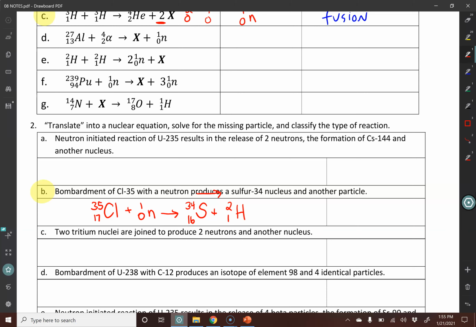Here are some traps that I often see students fall into. Oh, there's a neutron on the reactant side. It must be fission. No, double check. We haven't split into daughter nuclei. Chlorine is way too small to be involved in fission. It has to be uranium or plutonium, so it's not fission.